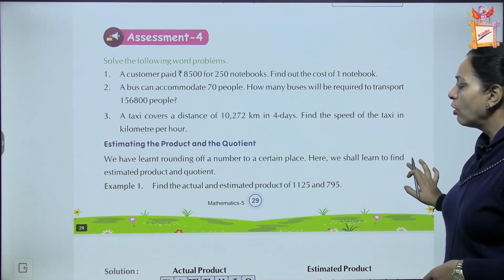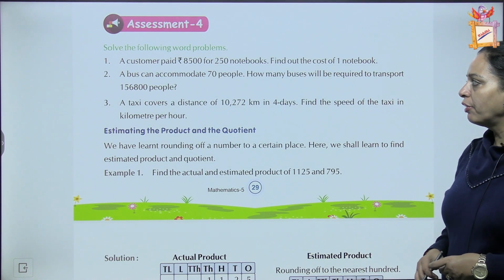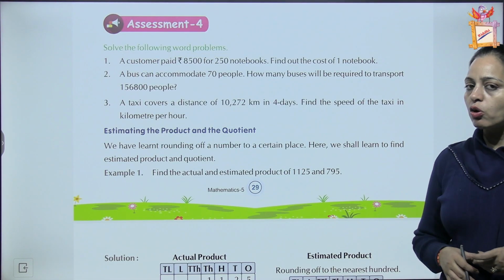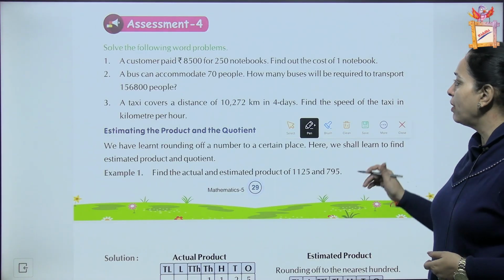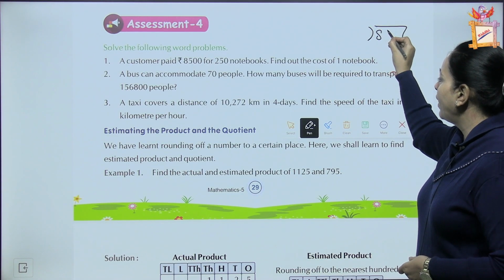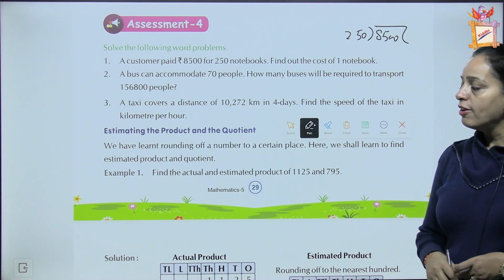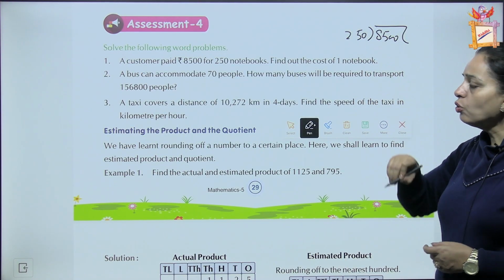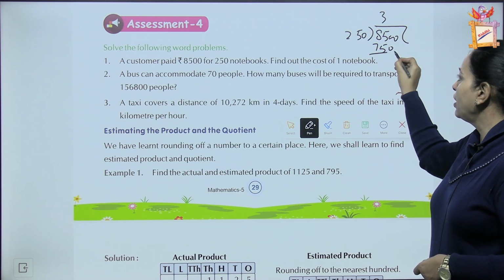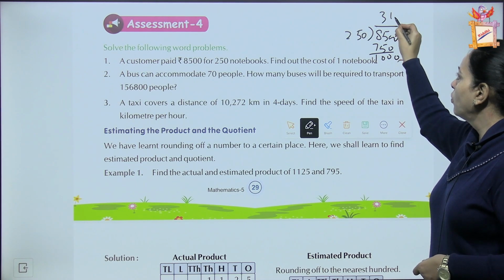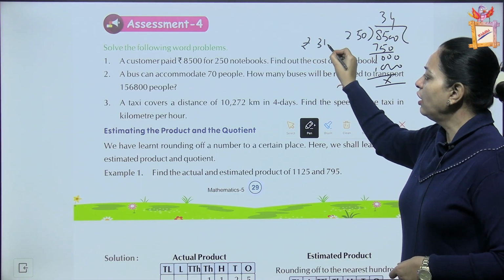Assessment 4 now. Solve these word problems. First one, a customer paid rupees 8,500 for 250 notebooks. So find out the cost of one notebook. So the cost of one notebook will be less. It means division. So write the statement and do the division. 8,500 divided by 250. So you know 250 4s are 1,000, 250 3s are 750. So now it means cost of one notebook is rupees 34.